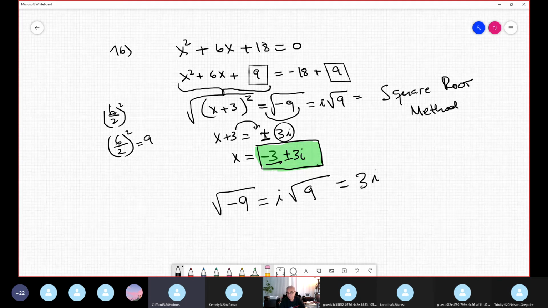Okay, I just missed where you moved the 3 to the right. Okay. Yeah, because my goal, what is my goal? What is my target? x. You need to isolate x.